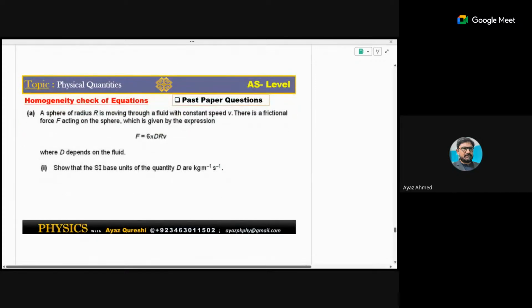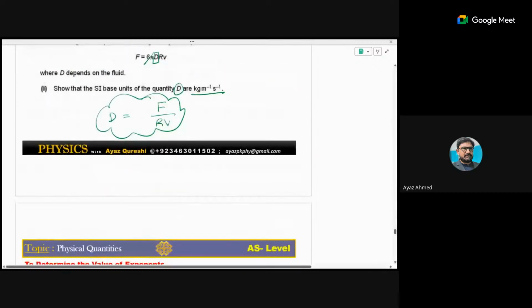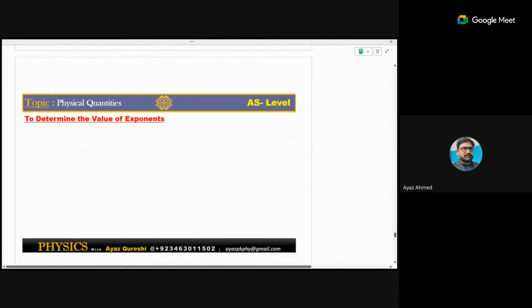This is another one. Show that the units of the quantity D are kg m minus 1 s minus 1. So this is the same thing. You have to ignore 6 pi, put the value of F, make D the subject, and D will be equal to F divided by r into v. We did the same, is it? So they can be in different formats, but your answers can be the same.